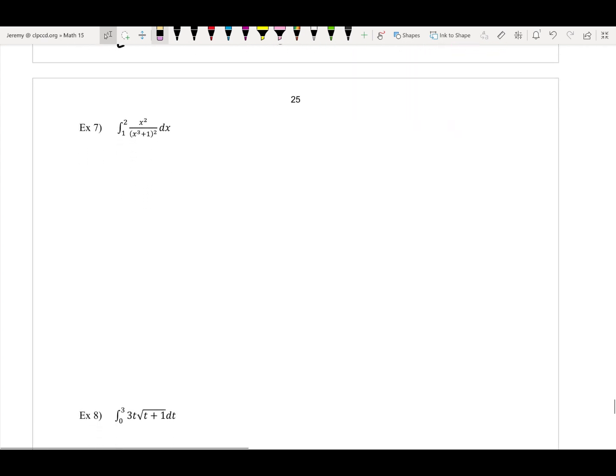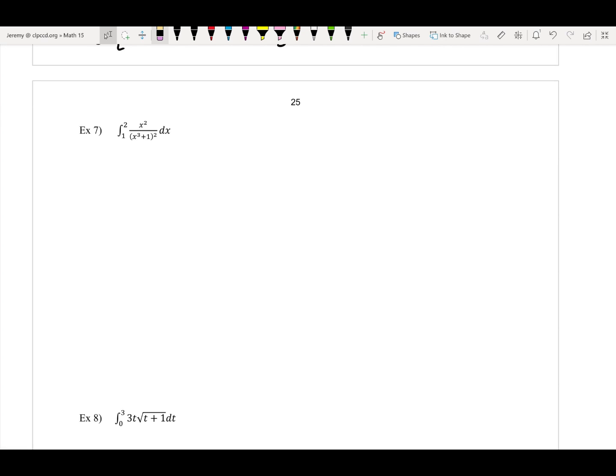How about example 7? Integral from 1 to 2 of x squared over x cubed plus 1, quantity squared, dx. Man, I've done too much math today. Okay, I'm thinking definitely u substitution, just seeing that we have a quotient and composition, like this is kind of just screaming u sub.